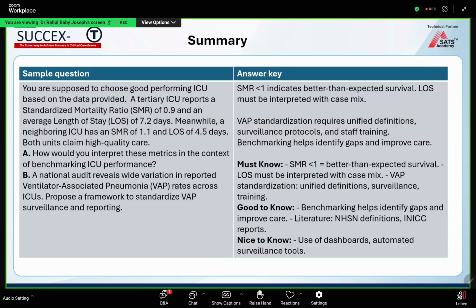Unless you mention the important points, like what the advantages and disadvantages of SMR are, it's very difficult to understand how much you know about it. That is the beauty of essay questions. Each answer can be different, and the way you put it is what is important. So this is quite an important topic.